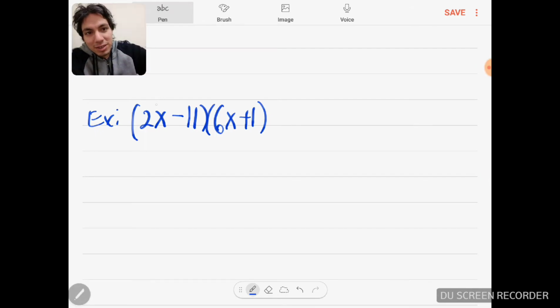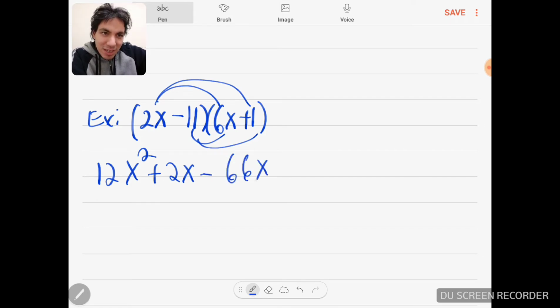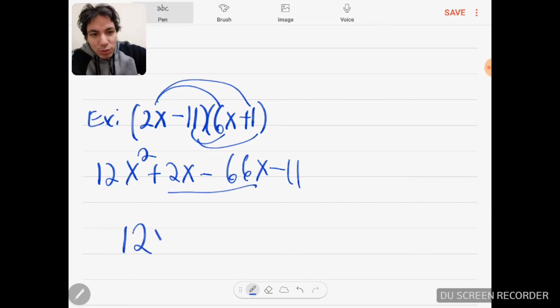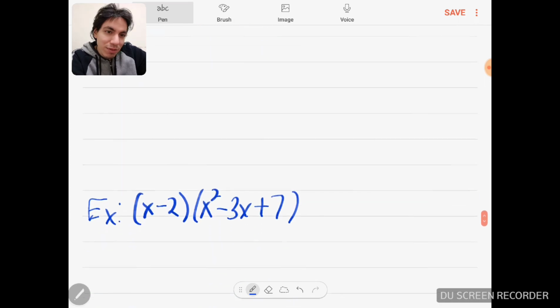All right? So now 2x times 6x is 12x squared. This is 2x times 1, which is just 2x, and you multiply the inner terms. So negative 11 times 6x is negative 66x, and then negative 11 times 1 is negative 11. I combine the middle terms, I'm left with 12x squared minus 64x minus 11. And that is my final answer.